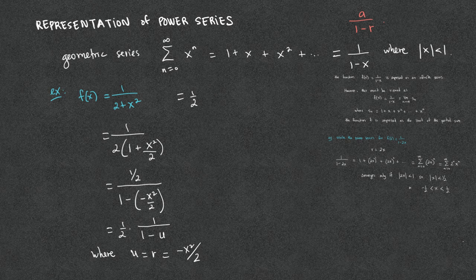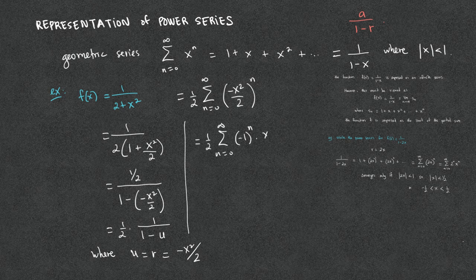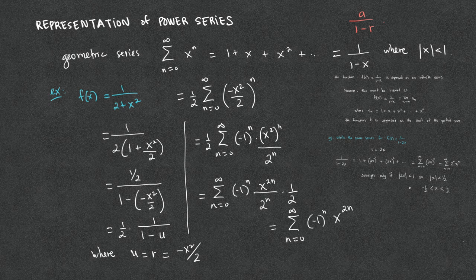So the series can be rewritten as 1/2 times the sum of r raised to the n, but r, which is u, is negative x squared over 2. It is negative 1 to the n, x squared to the n, over 2 to the n. And we bring the 1/2 inside the summation and rewrite it as the sum of negative 1 to the n, x to the 2n, over 2 to the n plus 1. This series converges if the absolute value of negative 1/2 x squared is less than 1, or negative the square root of 2 less than x less than the square root of 2.